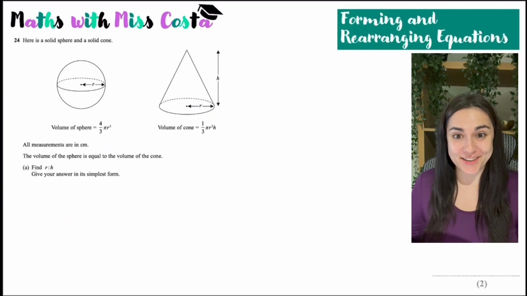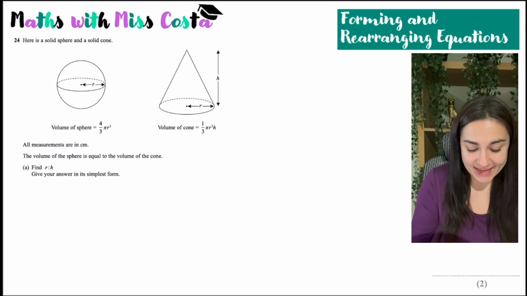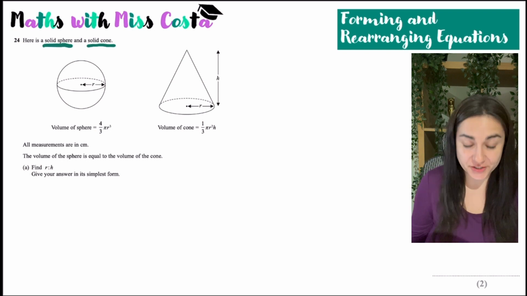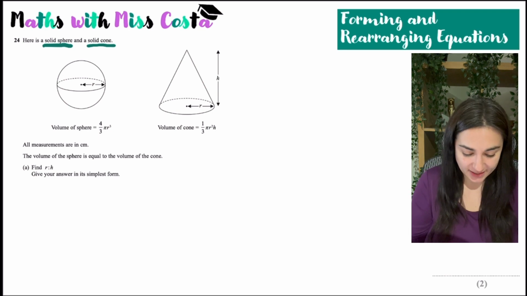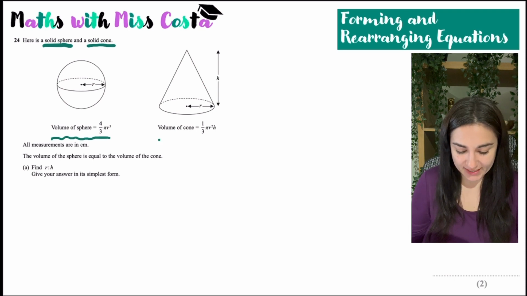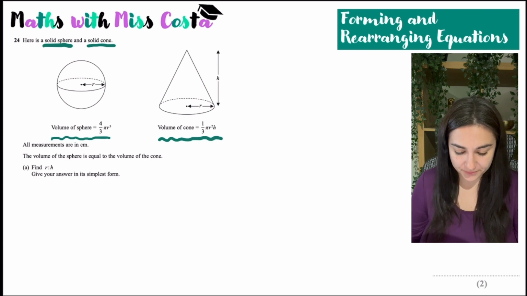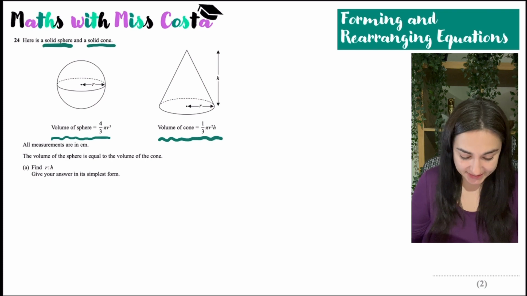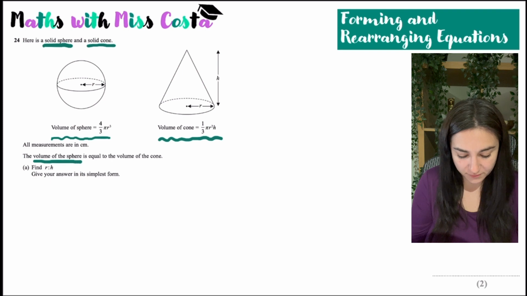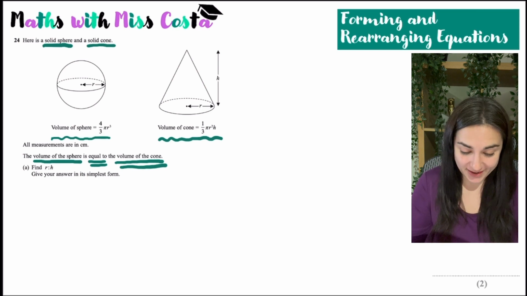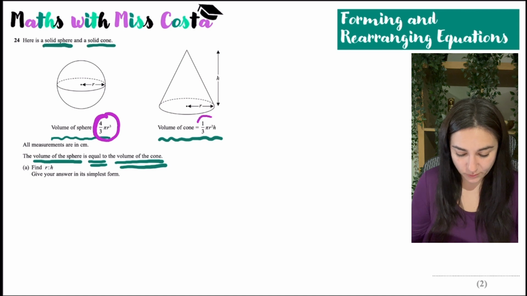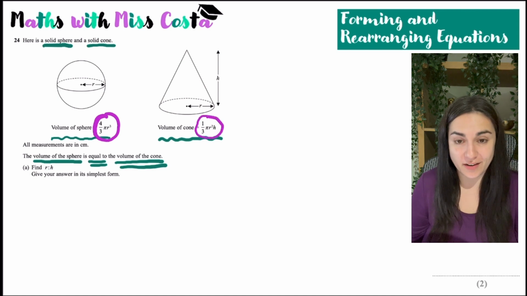Okay, so we've made it to the last question. We're told that here is a solid sphere and a solid cone. We're given, very kindly, the formula for the volume of a sphere and the formula for the volume of a cone. All measurements are in centimetres, and I'm told that the volume of the sphere is equal to the volume of the cone. Well, that's super nice that they've told me that, because I can then make this equal to this, because I know they are equal.